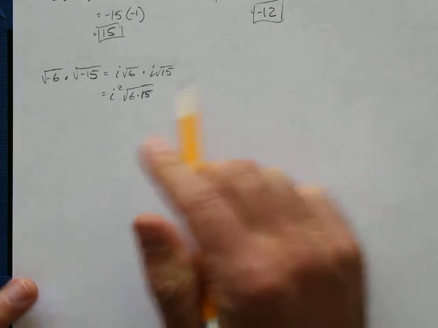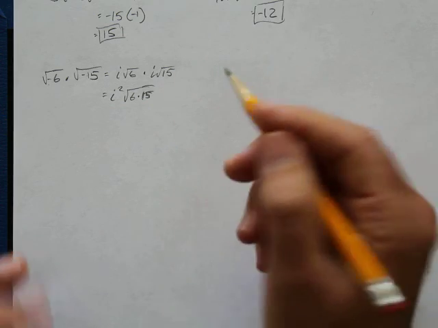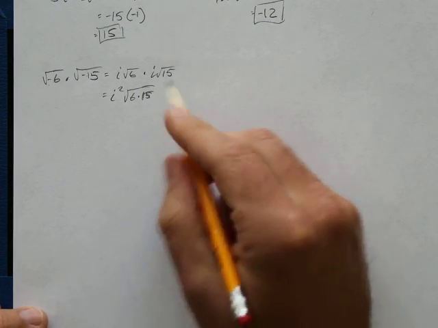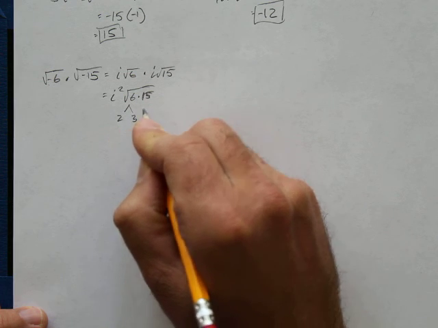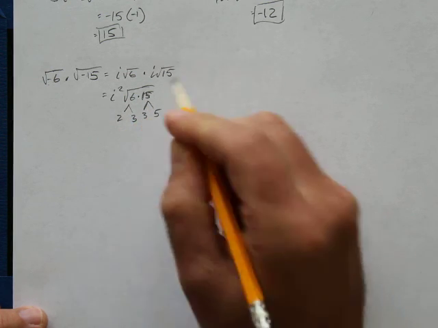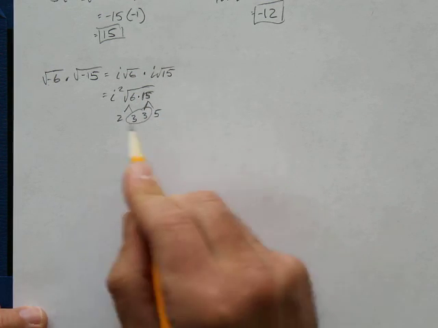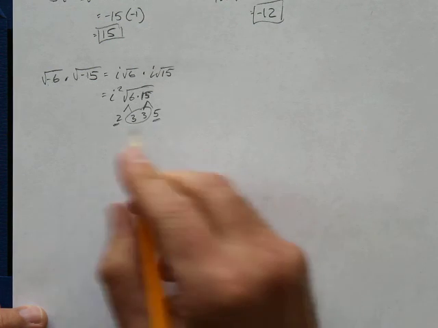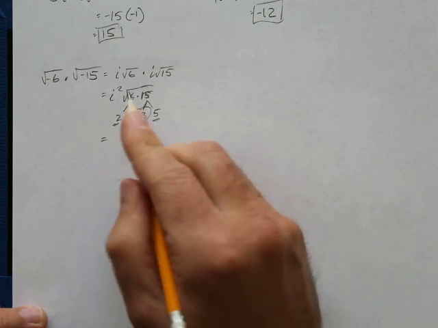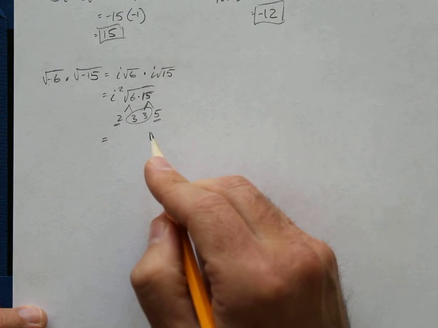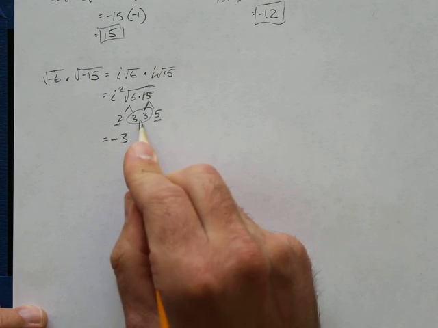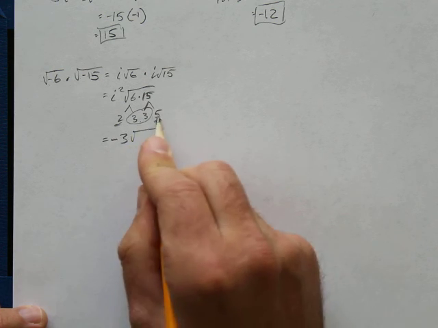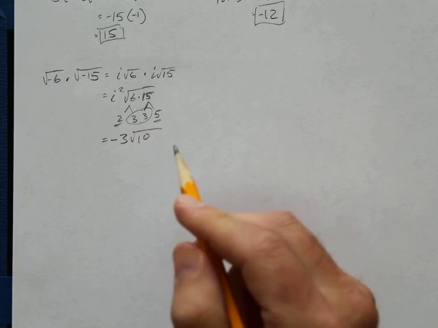And the reason I didn't multiply 6 and 15 together is just because I'm going to factor them anyway, so I'd rather not multiply them first. So 6 is 2 times 3, and 15 is 3 times 5. So the 3's can come out, the 2 and the 5 get stuck inside, they get multiplied together. i squared is negative 1, so I've got negative 3 that gets pulled out times the square root of 2 times 5, which is 10.